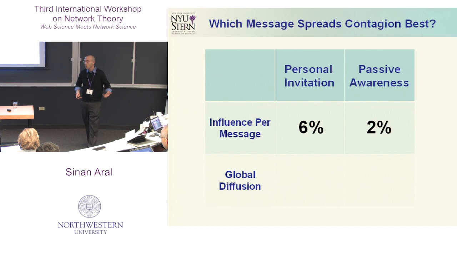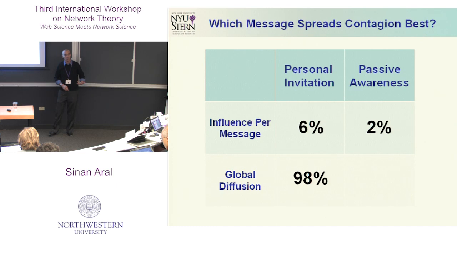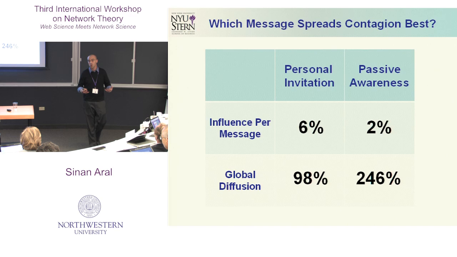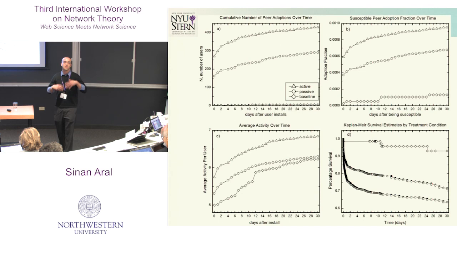But when you look at the global diffusion, personal invitations increase global diffusion by about 98%, but the passive awareness increases it by about 246%. And that's simply a function of more messages being shown and more people adopting the product, even though each message is three times less likely to generate an adoption. It's overwhelmed by the number of messages that are being generated. Okay? Now, this is the final result of the paper, and what I think is the coolest result of the paper that really struck me.